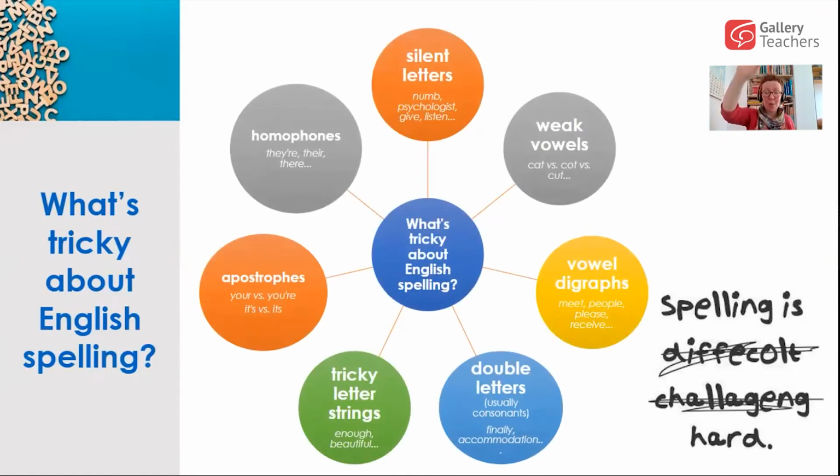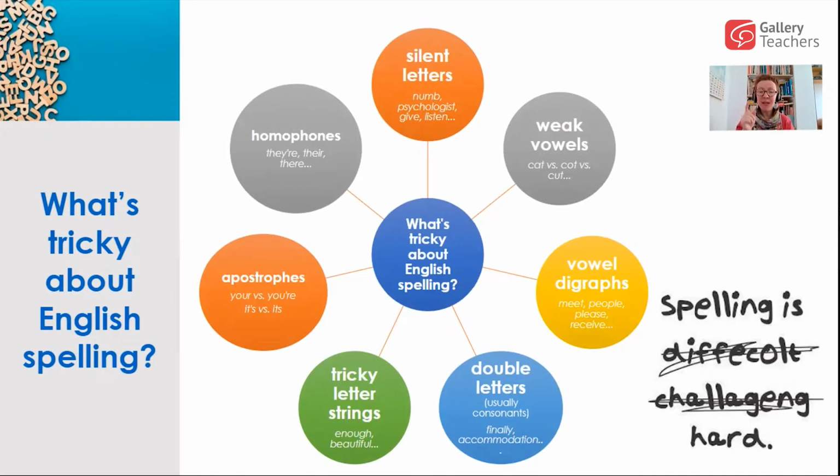If we look at the top circle there in orange, silent letters can be quite difficult. Why can't we say, my hand is feeling numb? Why can't I say, my friend is a psychologist? Why can't we say, give me a minute or listen to me? So silent letters will be quite intuitive for some learners, but they may not be intuitive for all our learners.